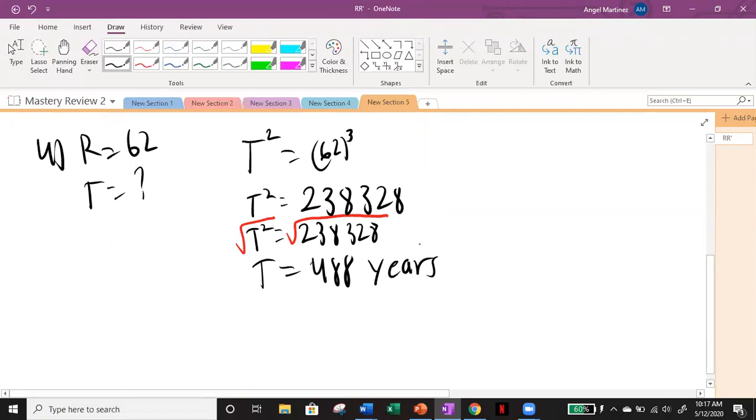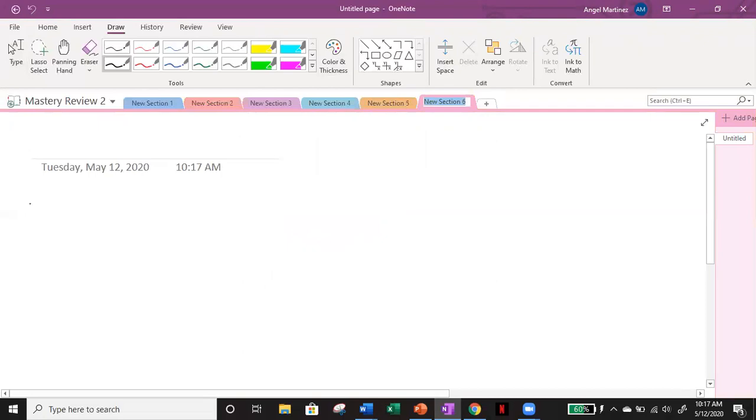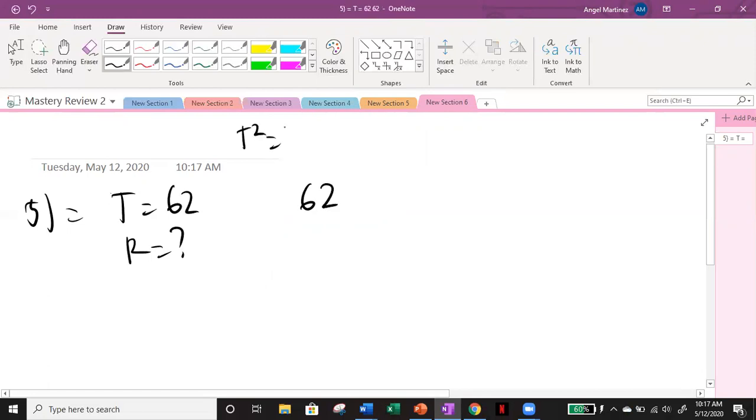So let's do something a little bit different. Let's say we do a similar problem, but now we have T equals 62 and R we don't know. So this time instead we're going to do 62 squared equals R cubed. So if we do 62 squared, we will get 3,844 equals R cubed.